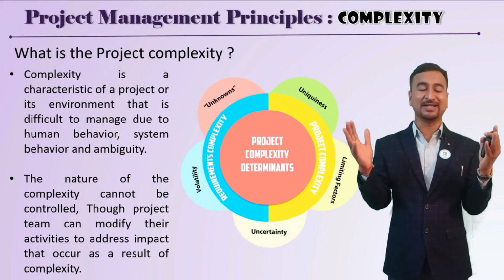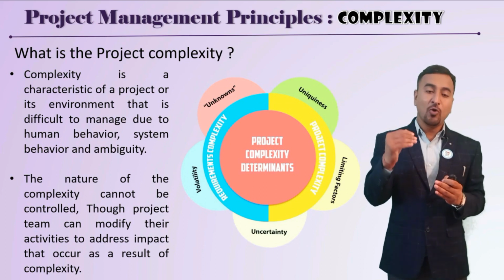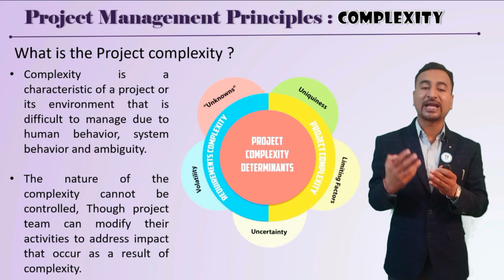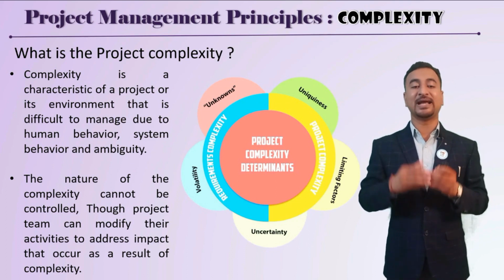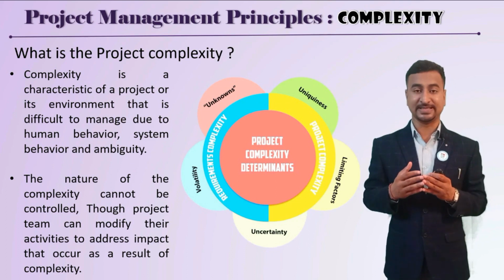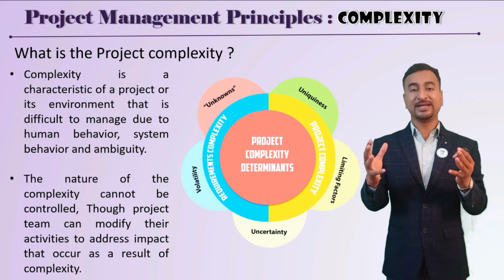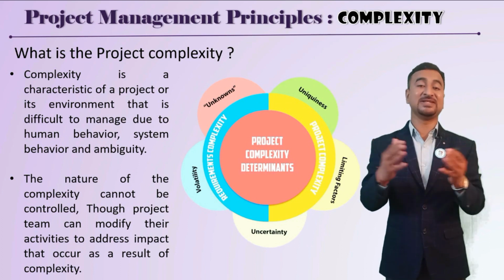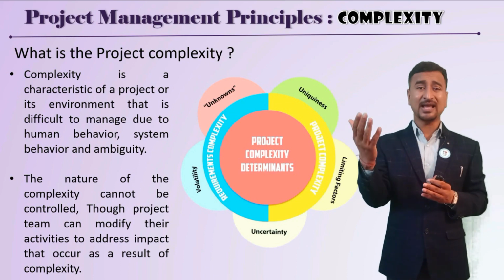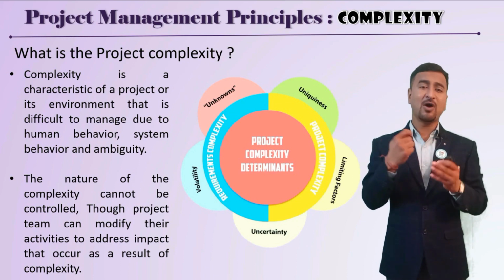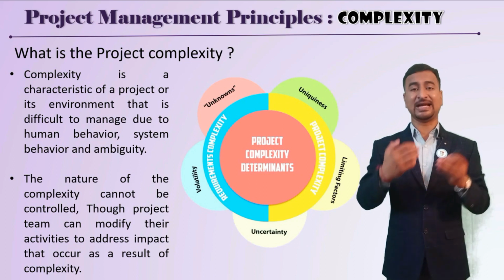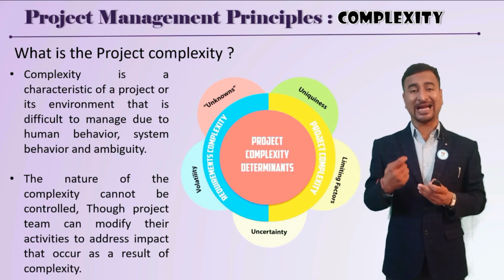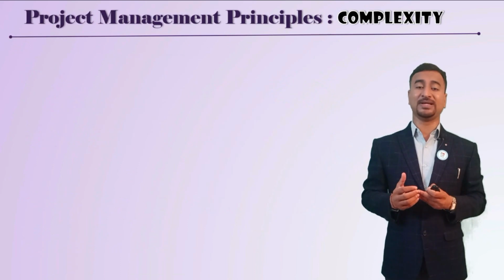You cannot control everything, right? Though the project team can modify their actions or activities to address the impact that occurs as a result of the complexity, we have limited control. We cannot control things that are external and internal, but somehow we can try to address that by changing and introducing activities that might impact the complexity.